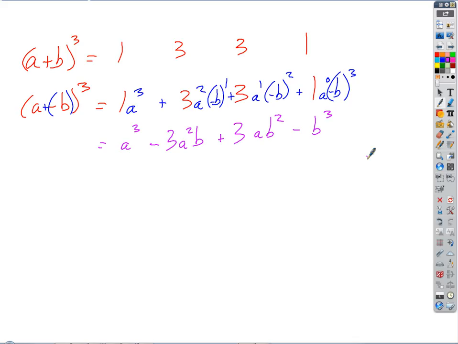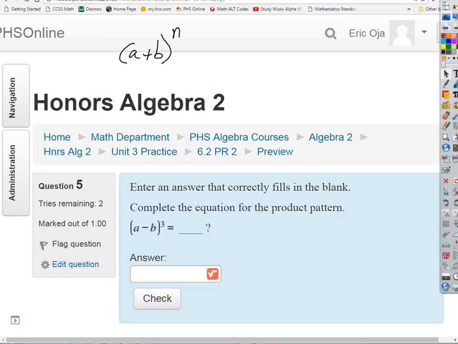Okay, and that's something you're going to notice when you go through these expansions. Whenever you're doing an a minus b to some power, you'll notice the pattern is always going to be there. It's just going to be plus, minus, etc. all the way through. Okay. All right, so let's just try a couple of these then.